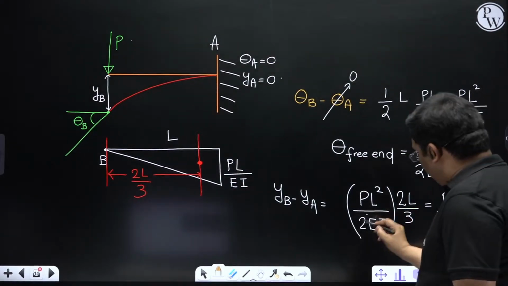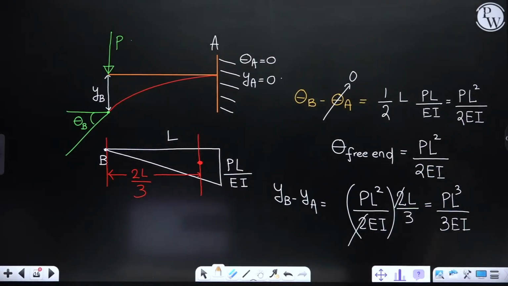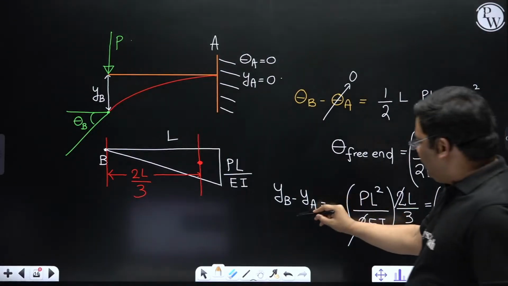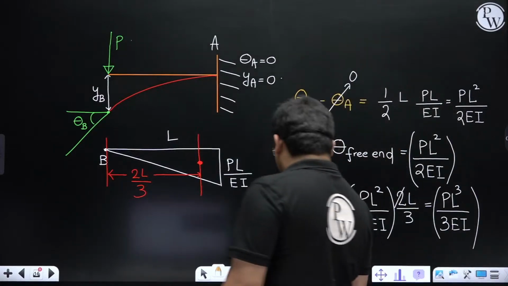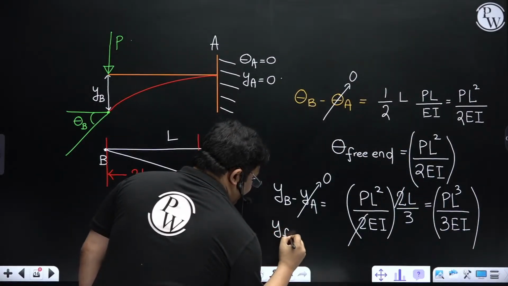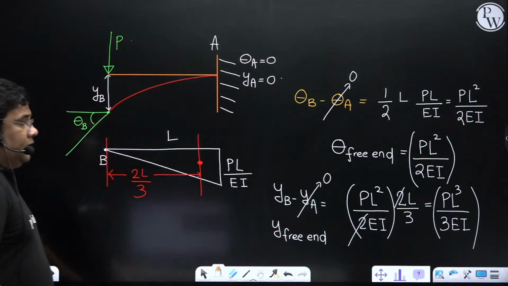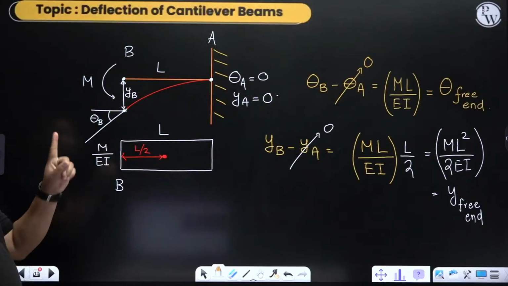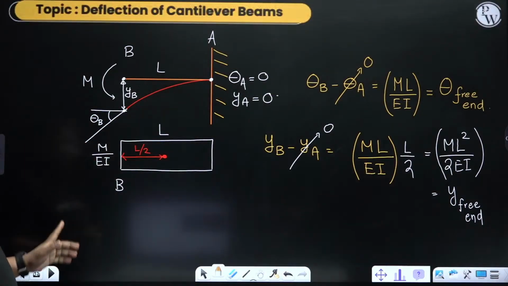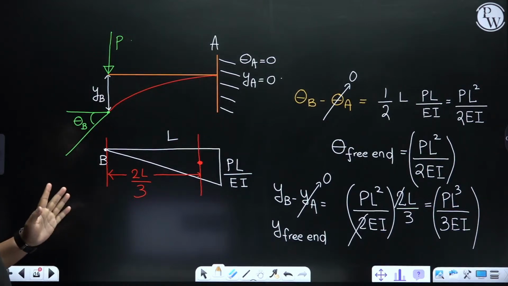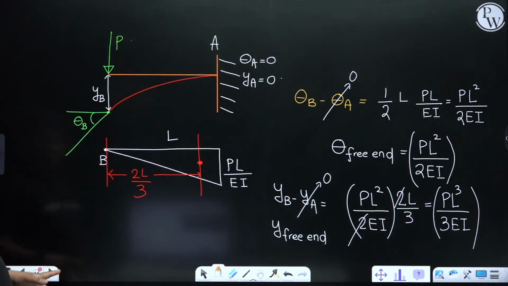Why? Because you see this 2 will get cancelled. So easily I derived this. And again this is 0. So I can say the deflection at the free end, we derived for this point load. Very easy. So in the earlier case, if only a moment is acting, it was ML by EI and ML square by 2EI. Here, PL square by 2EI and PL cube by 3EI. Yes, easy.